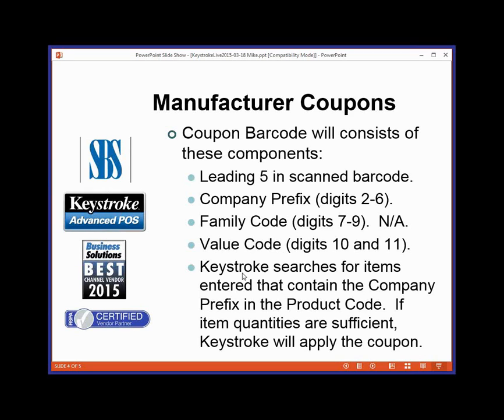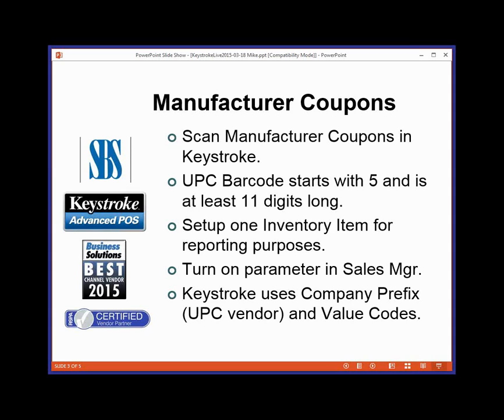Keystroke does search the items that have already previously been entered on the line items to make sure you're eligible for the requirements. And we're going to give an example here of if you buy 2 cases of Pepsi, you receive $2 off. And if you do not buy the required amount, Keystroke will tell you so. I'm going to go back a page here, and we'll jump into Keystroke and show you how it's set up.